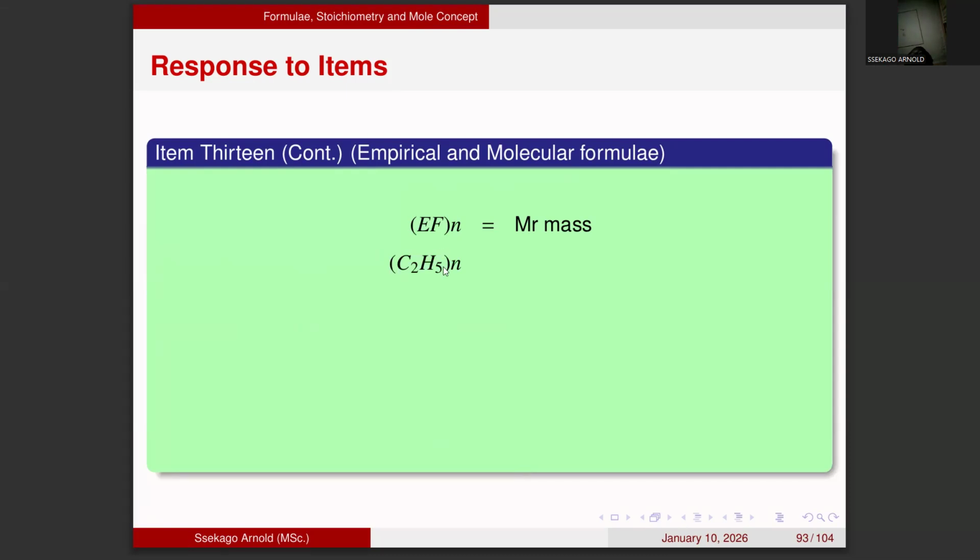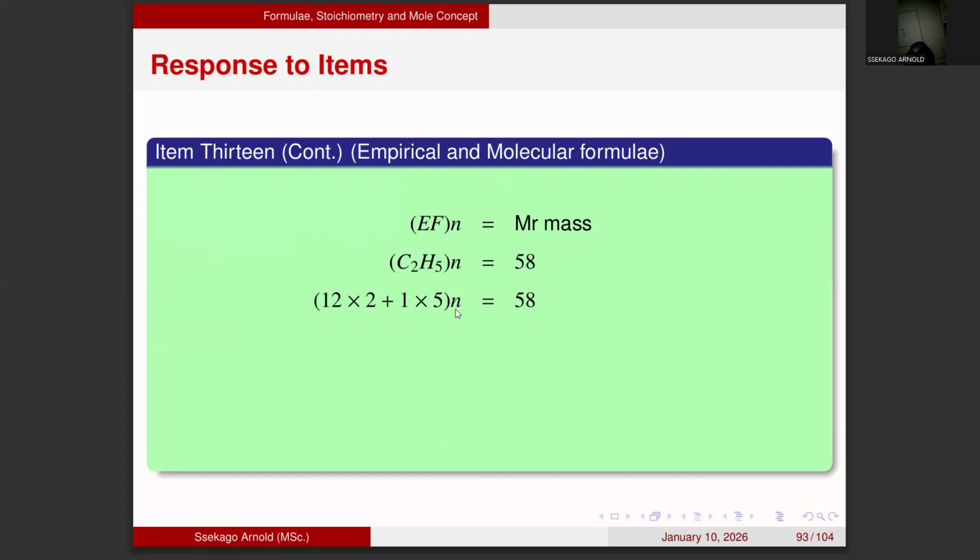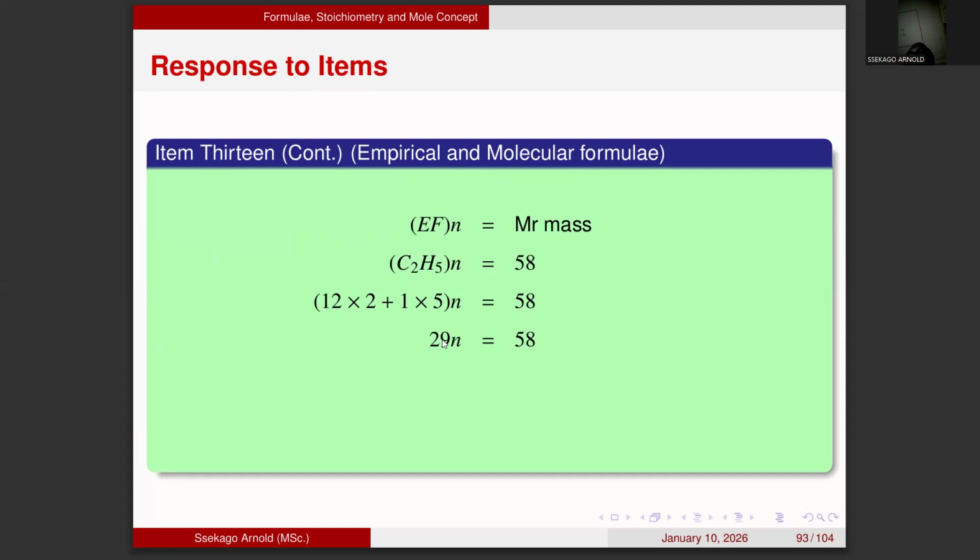So empirical formula times N equals molecular mass, which is 58. Then we compute, we shall have capital C carbon is 12, and there are 2 of them, plus capital H is 1, and there are 5 of them, then times N, this is equal to 58. Now summing this up, we obtain 29N equals 58. We divide both sides by 29, and we obtain N as 2.